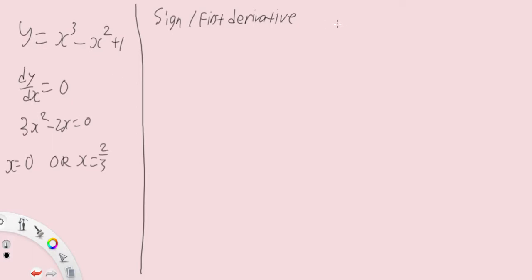The idea is that if it's a minimum point, it will be a U shape. So before that, the gradient will be negative, and after it will be positive. If it's a maximum point, the gradient before the stationary point will be positive, and afterwards negative. If it's a stationary point of inflection, then what happens? Then the gradients before and after will be the same, and basically it's just the shape of the graph, alright?